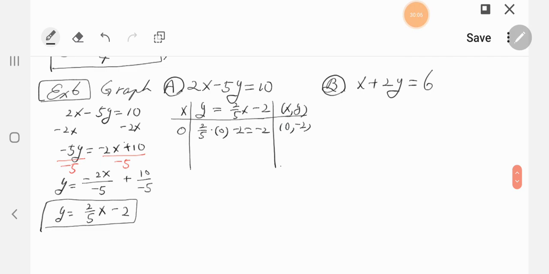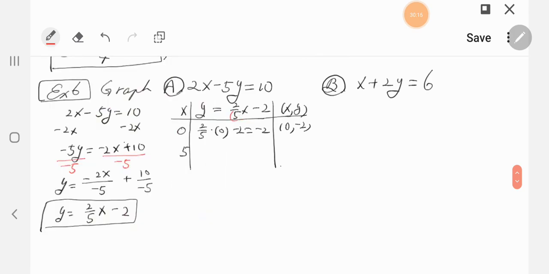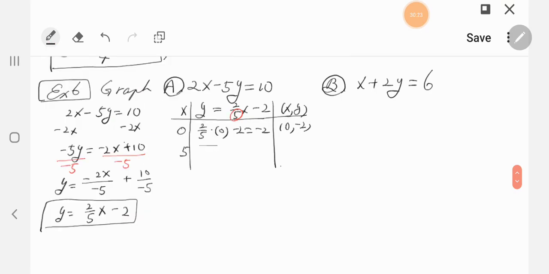All right, then let's use x is 5. Instead of 1 or 2, let's use 5, which is a multiple of 5. Because the x value should be a multiple of 5, it's much easier to find the y value. Then the 5 cancels out, 2 minus 2 is equal to 0. So x equals 5, y equals 0.